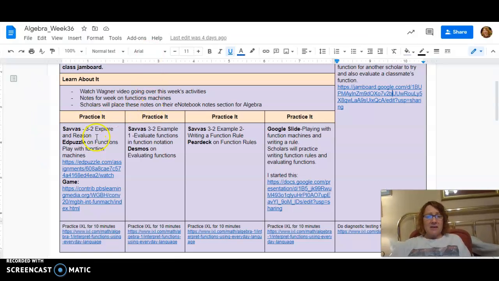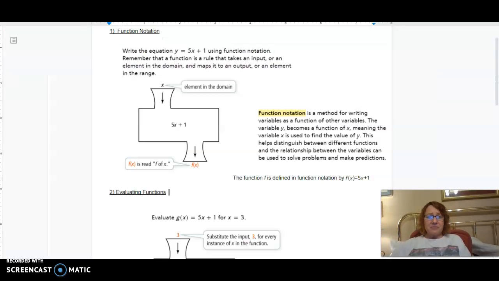Now, all of these things we're going to be going over. When I do the function machines, which is when we do the function notation, that's actually tomorrow. I'll do a Desmos to reiterate it. And then when we go over writing a function rule, we'll do Desmos again to go over it. So every time we do something, we're going to keep on going over it with you. So you don't have to worry about just doing Savas and that's it. I am going to make sure that I review things pretty well for you. Okay, so function notation looks like that.